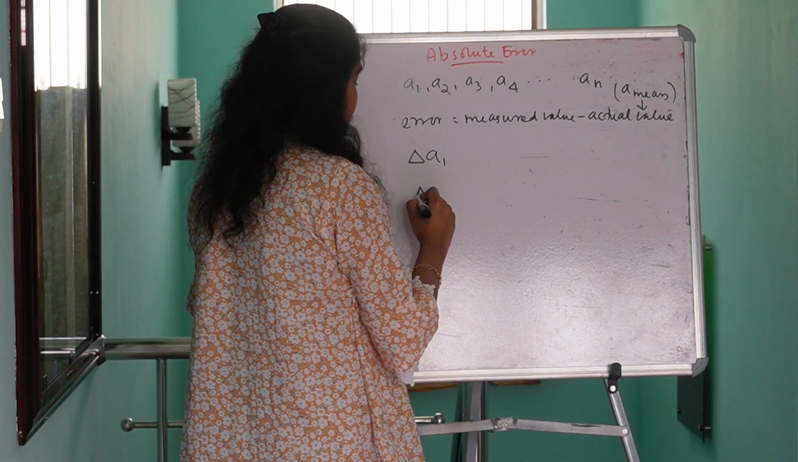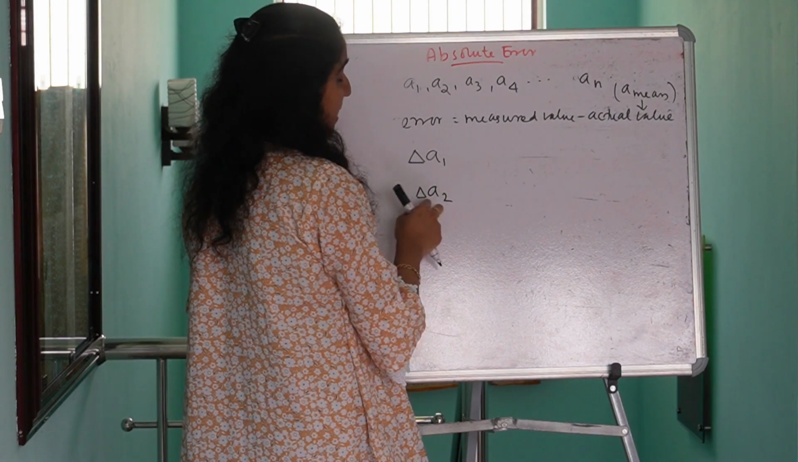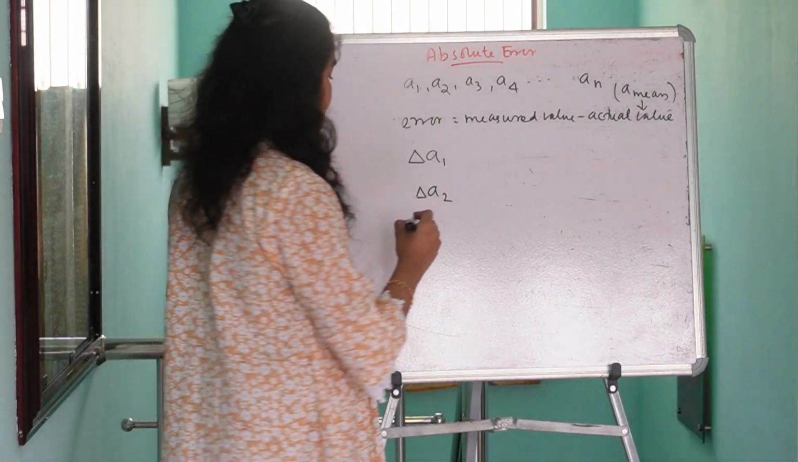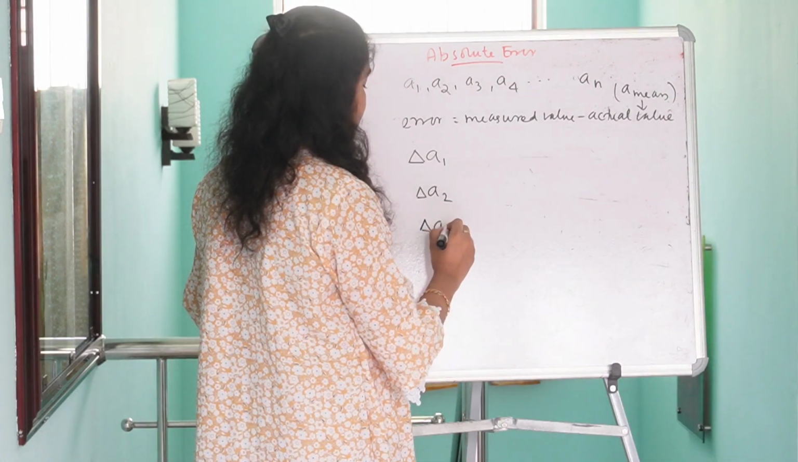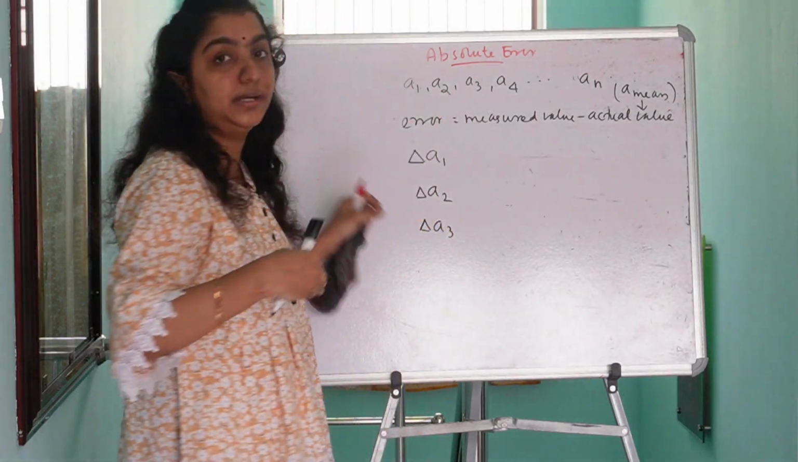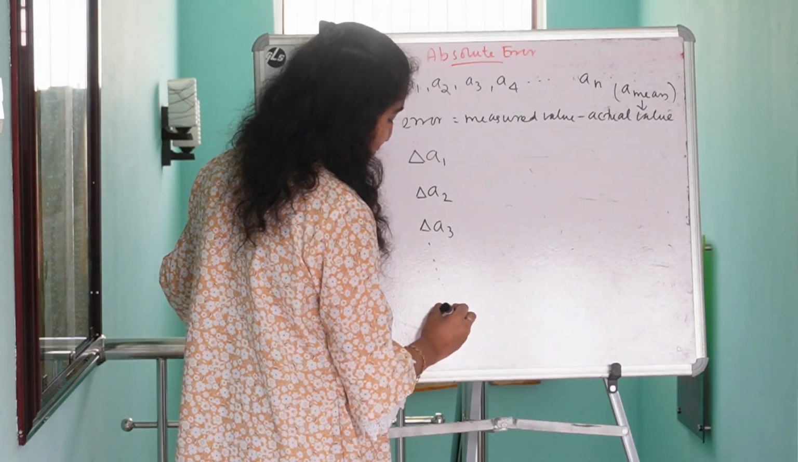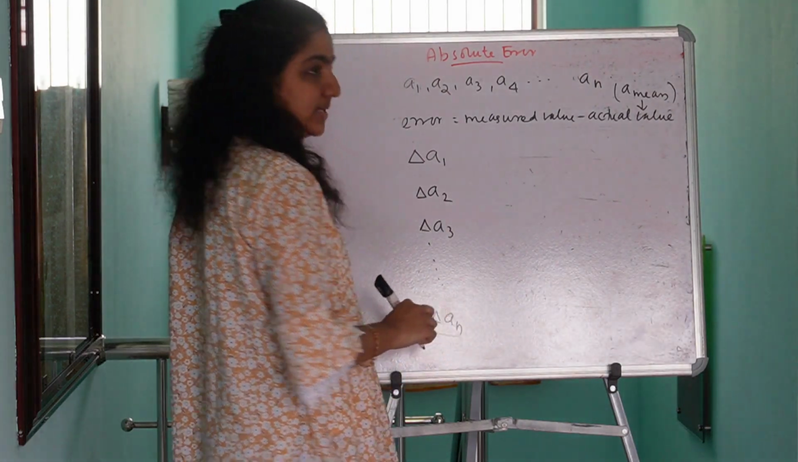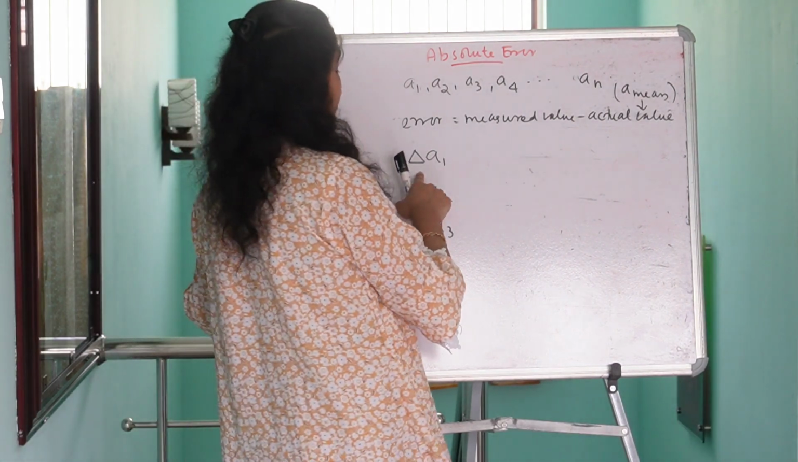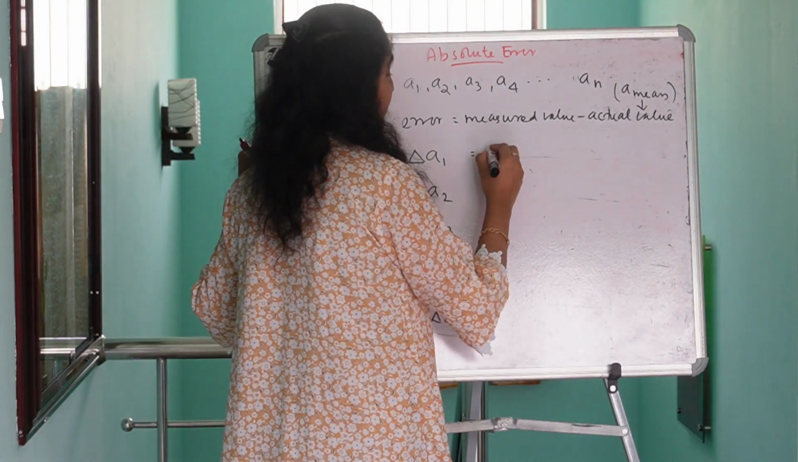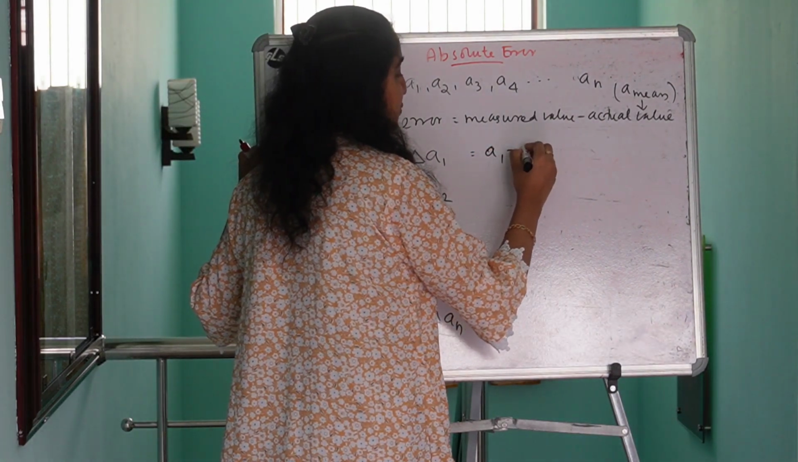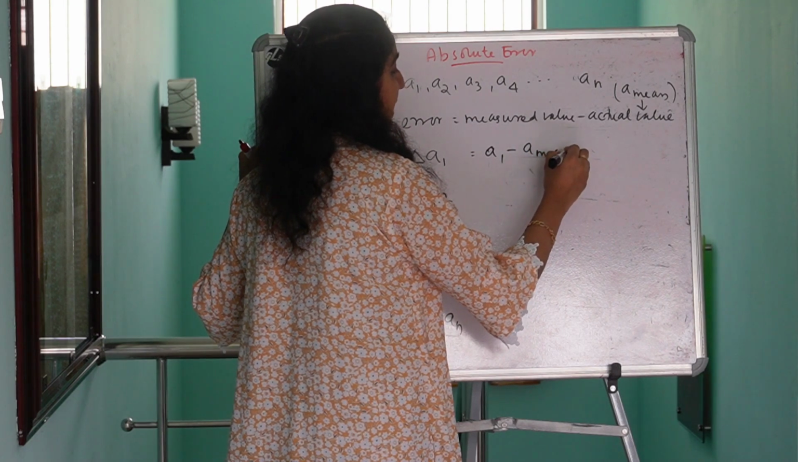A1. For representing the error in the second measurement, I am writing del A2. For the error in the third measurement, I am writing del A3, which extends up to del AN. Is it clear? Yes. So how do we find the error in A1? The error in A1 is equal to A1 minus A mean.